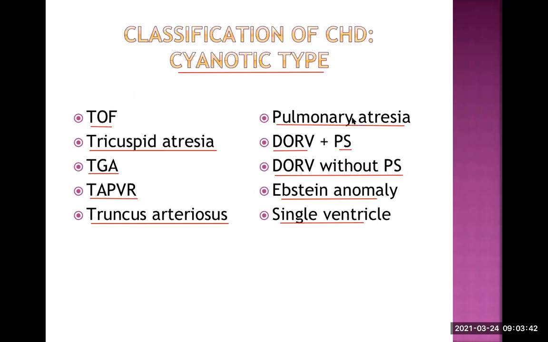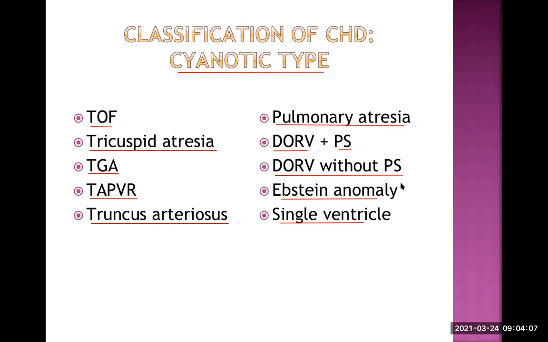Pulmonary atresia. In this case, the pulmonary valve is not formed. Atresia means not developed. DORV, double outlet right ventricle: both the aorta and pulmonary artery originate from the right ventricle. That's why we call it double outlet. Okay, so the left ventricle doesn't have a big role here. This is with PS, this is without PS.